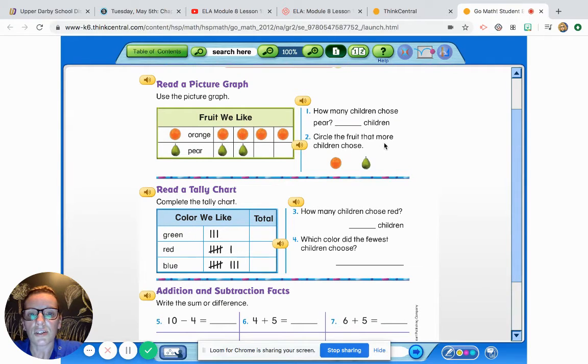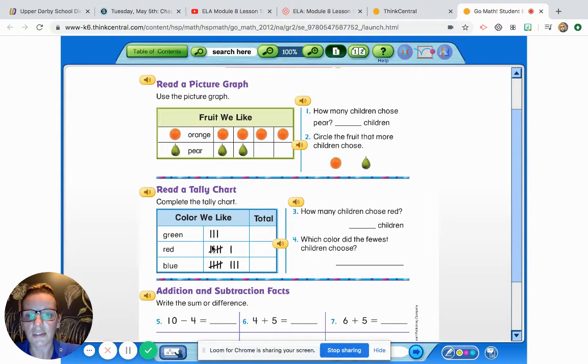Then it says to circle the fruit that more children chose. So you can do this, I trust you. You can look at the oranges and the pears and see which one has more. I see pears have 2, oranges have 4. Which one is the greater number? And that's what you'll circle.